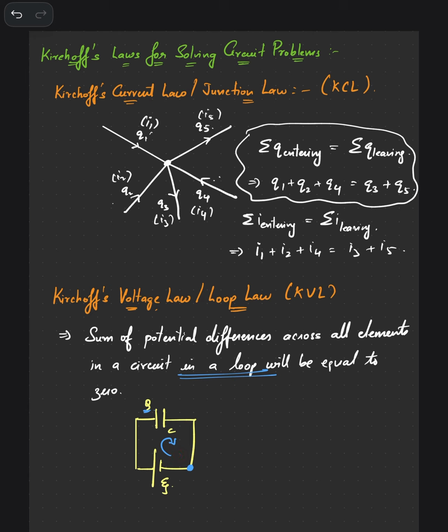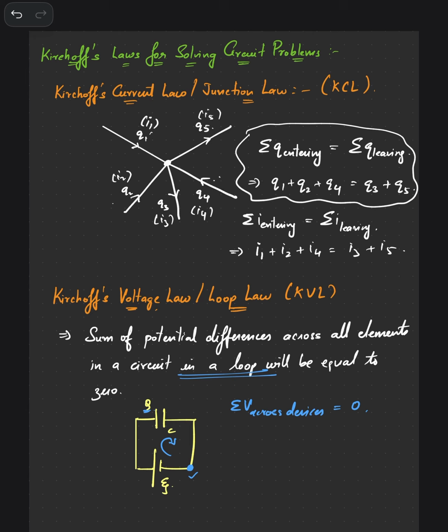That's up to you. But the main point is you have to come back to the initial point. And according to Kirchhoff's voltage law, the sum of all potential differences across devices should be equal to 0. And hopefully the idea behind this is also clear, right? You're starting from this point and going in a loop and coming back to the same point, which means you must ultimately come back to the same potential.